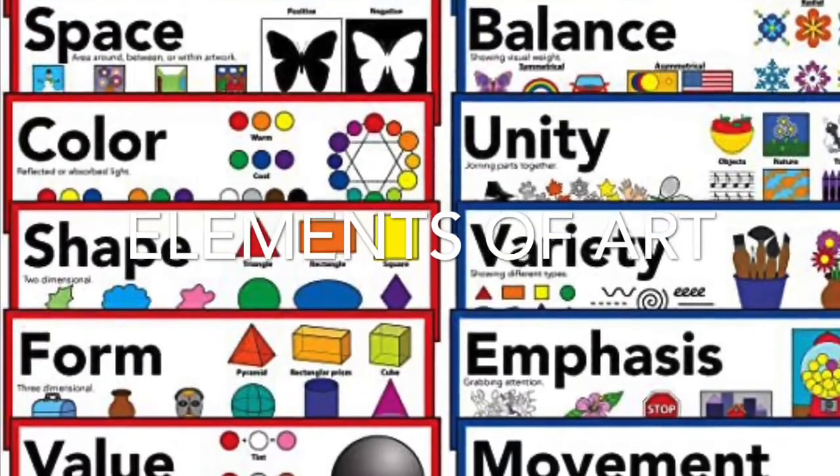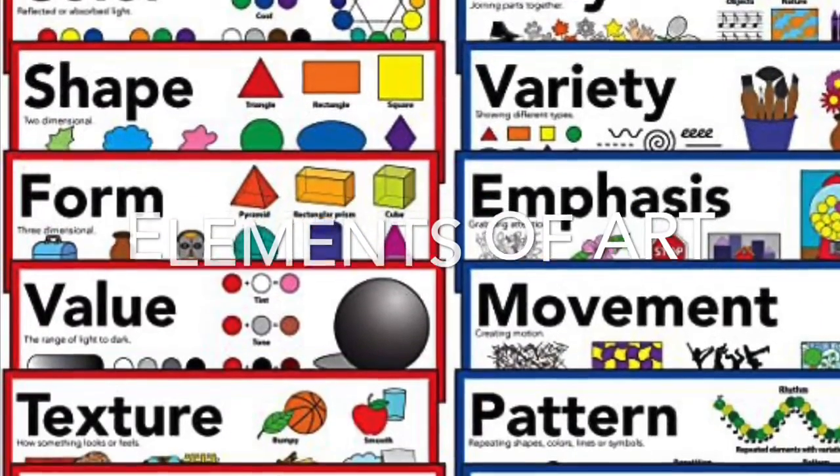All right, guys, let's talk about the elements of art. There are some really important ones. The first one is line. Line is made by tools such as your paintbrush or a pencil. It's how you write your name.